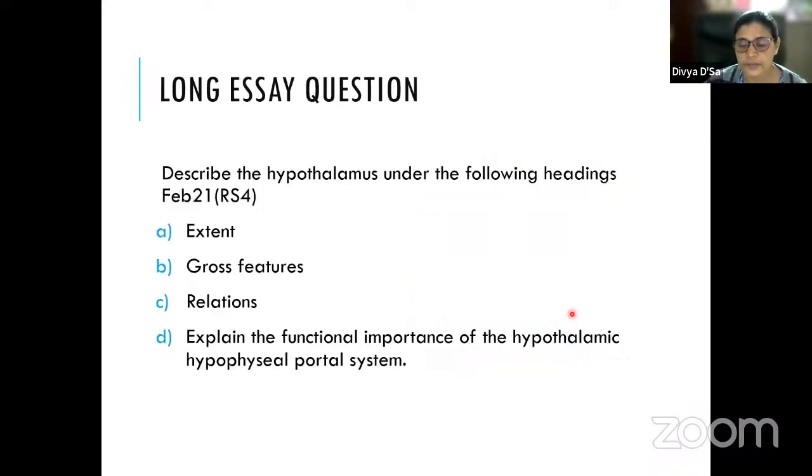So that is about the first question, briefly with the diagram. You need to draw the blood supply diagram, and the sulci and gyri diagram with the functional areas.